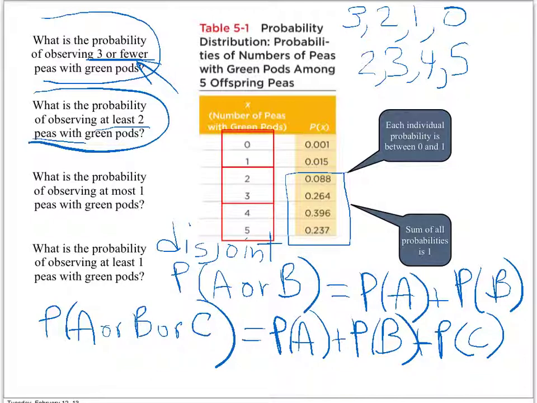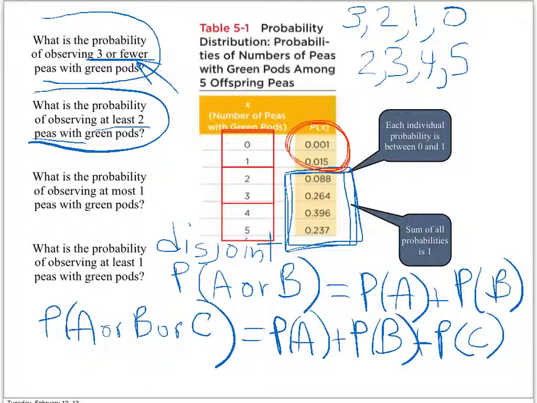These events are disjoint. So to find the probability of at least 2 peas with green pods, we could add these 4 probabilities together. You could also shorten your work a little bit, because by the rule of complements, you know that the entire probability column adds up to 1. So instead of adding those 4 numbers together, you could add these 2 numbers together and subtract from 1. So that would give you another way of figuring out the probability. It's a little bit less work.